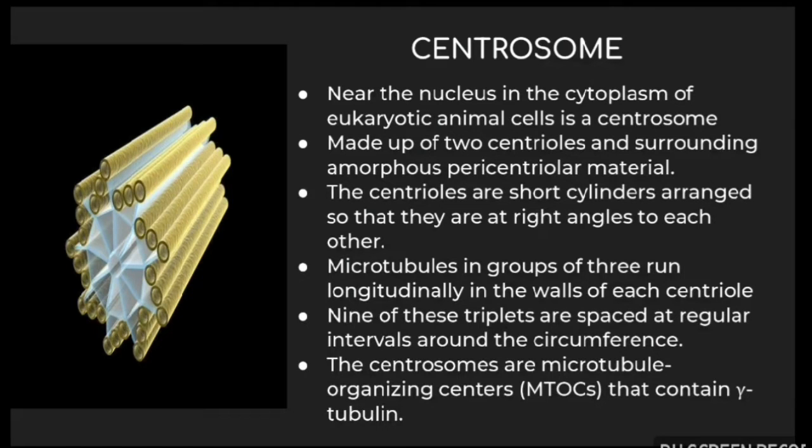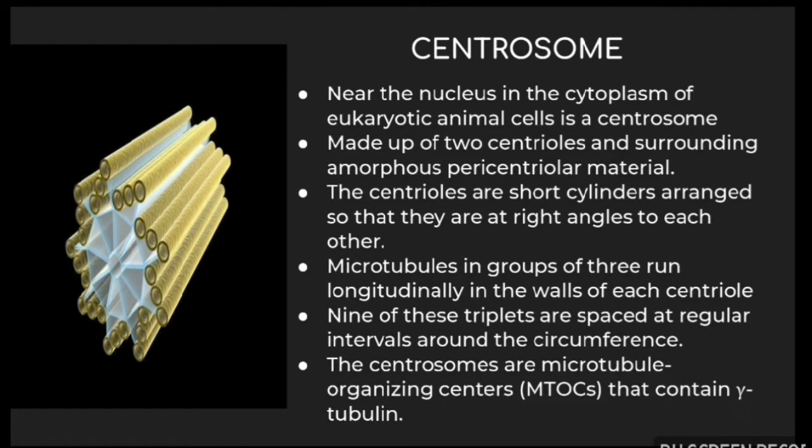Centrosome. The centrosome is close to the nucleus and is always present in eukaryotic animal cells only, and is made up of two centrioles surrounding an amorphous pericentriolar material. The centrioles are short cylinders arranged so that they are at right angles to each other. You can see this in the image. The microtubules are in groups of three running longitudinally in the walls of each centriole. Nine of these triplets are spaced at regular intervals around the circumference.